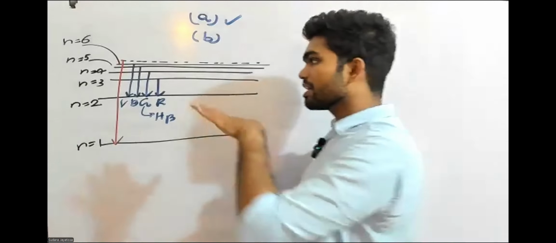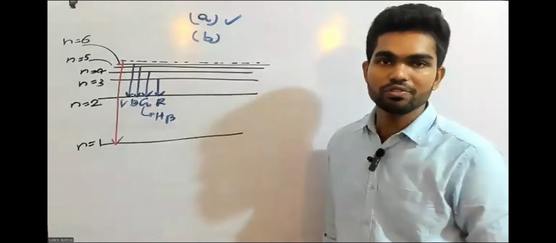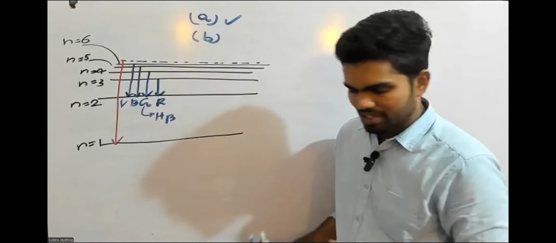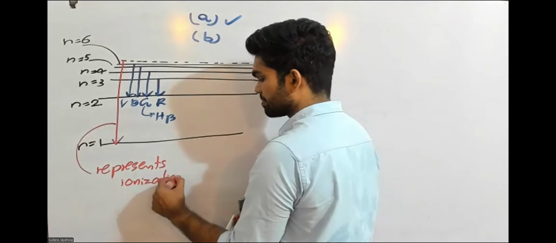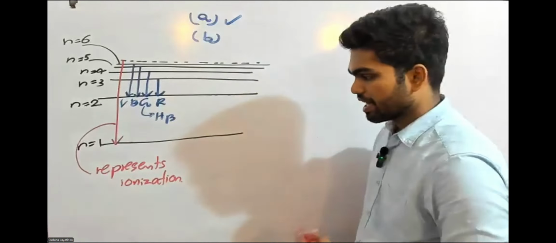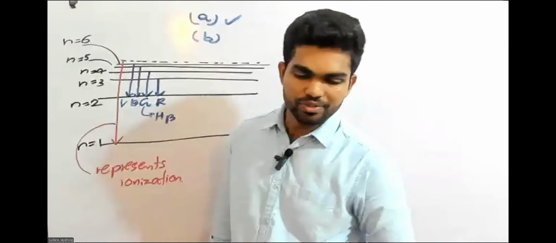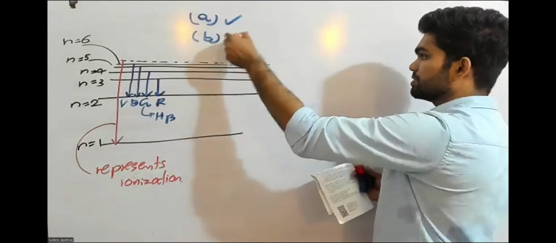So if an electron comes from that energy level to the first rank, it is the opposite of an ionized electron. Okay, so coming back, it represents ionization. Remember, I gave you a task to find the ionization energy by using the frequency of this line. So anyway, the second one is also true.